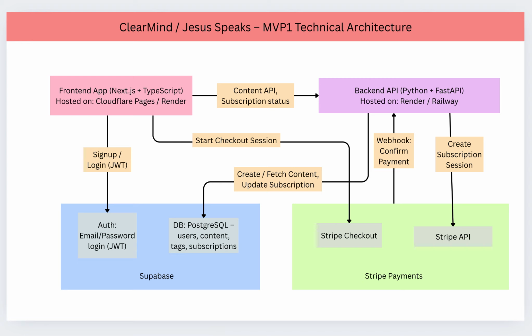Next up, the backend. We are using FastAPI, a lightweight asynchronous Python framework. This handles all REST API endpoints for content creation, user access, tagging, and subscription verification. It also integrates with our Supabase PostgreSQL database, either directly via queries or using Supabase REST APIs.